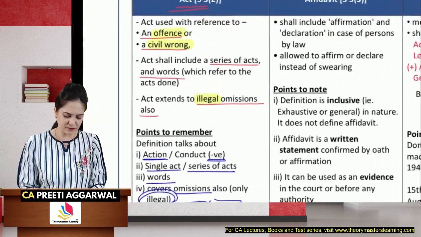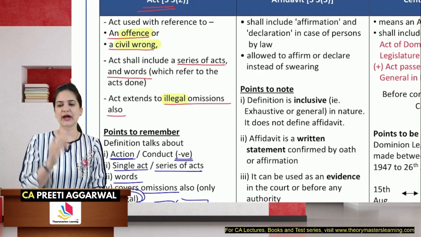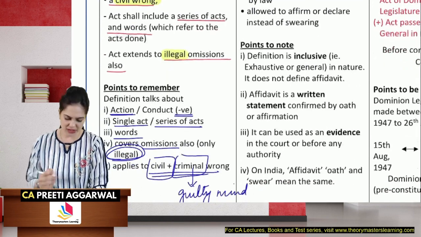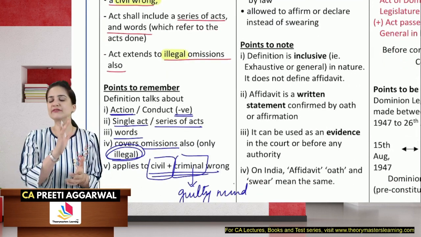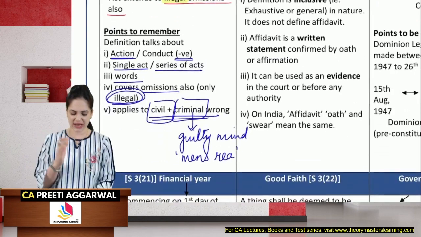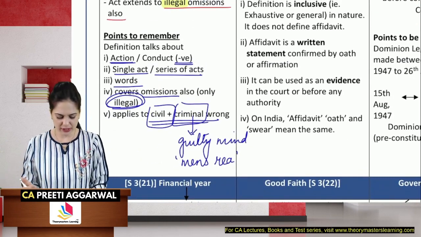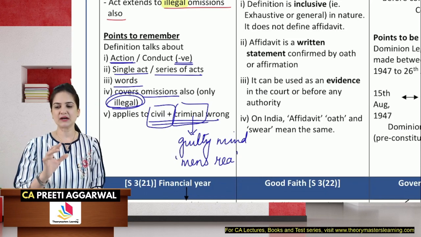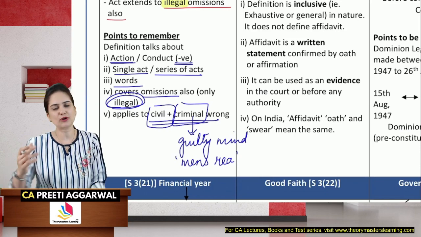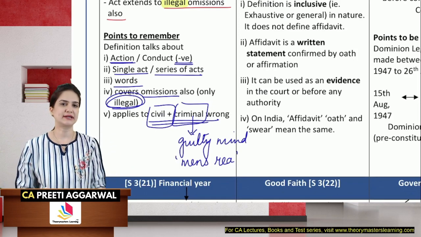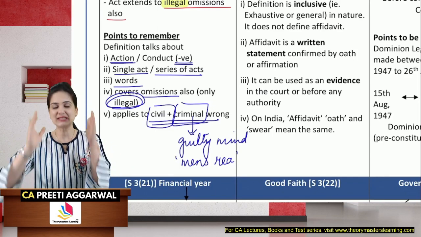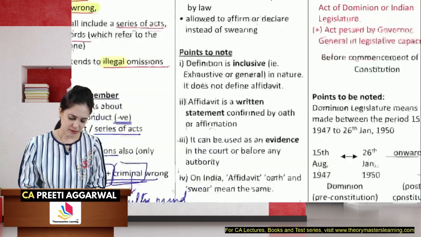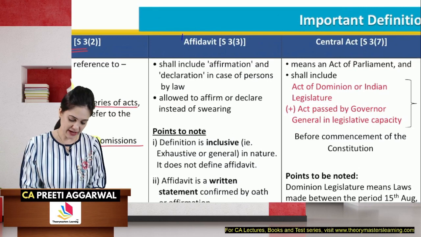Like, act can be used with reference to an offense or a civil wrong. Act shall include a series of acts and words which refer to the act done. It also extends to illegal omission. The act includes the negative act. It covers a single act as well as a series of acts. Words are also included. It covers omissions, it covers illegal omissions. This definition applies to civil as well as criminal wrong. You can easily convert this into easy sentences. That is what is required in the exam. Simplify the provisions.